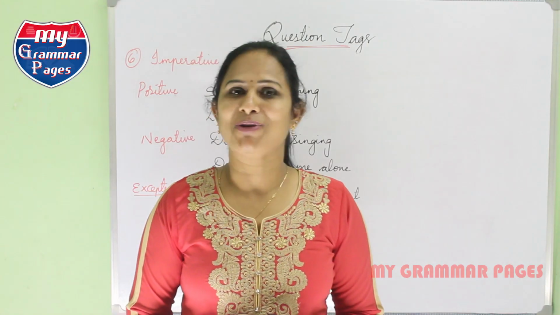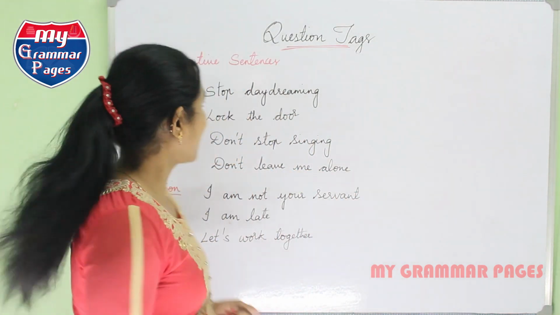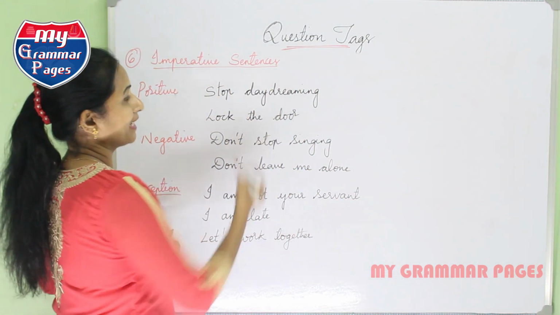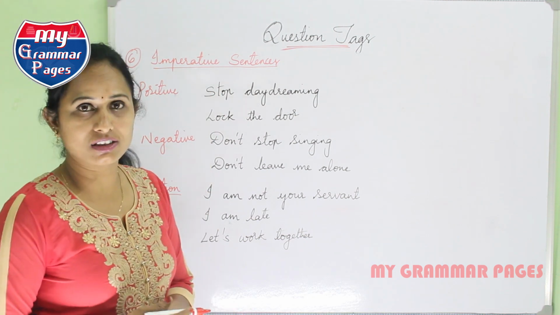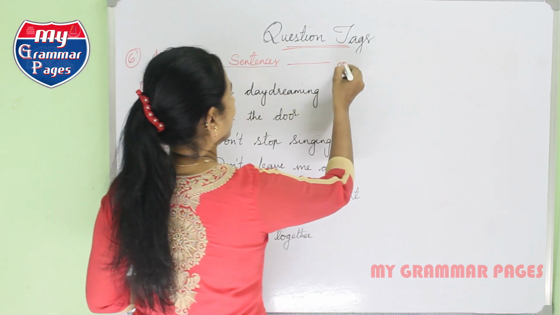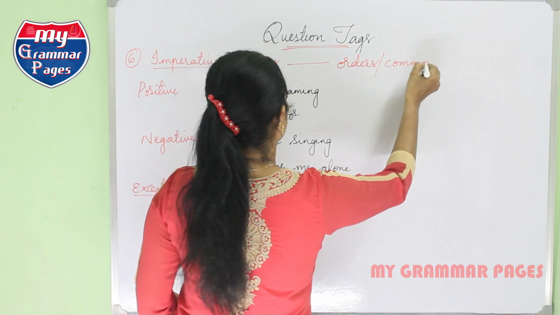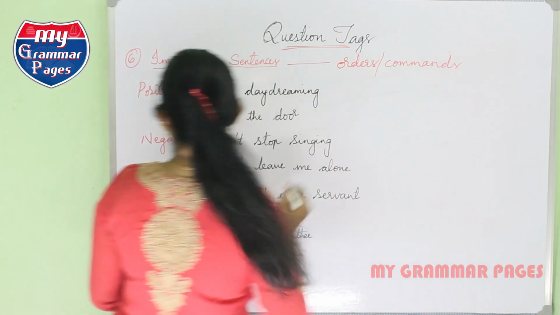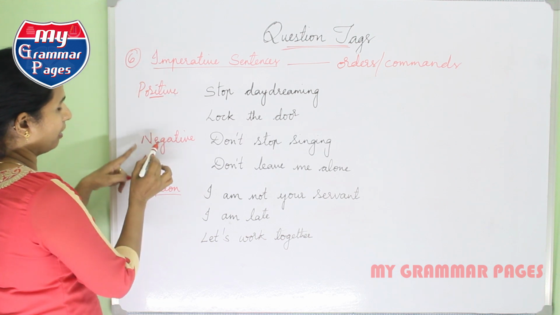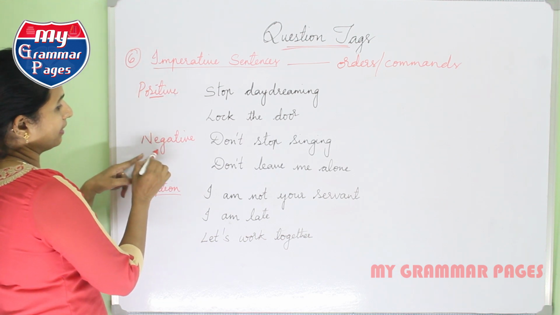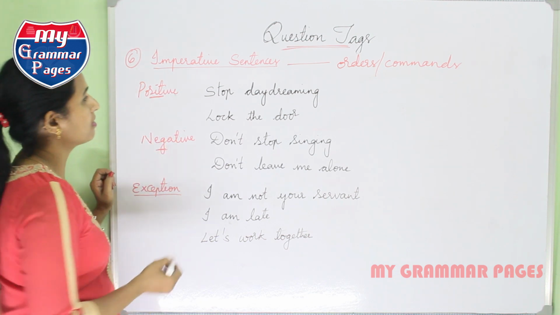Here is the last but not the least. We are talking about imperative statements or imperative sentences. Imperative sentences are the orders or commands or requests. So in such cases, we have both the ways of writing an imperative sentence, that is the positive way as well as the negative way.